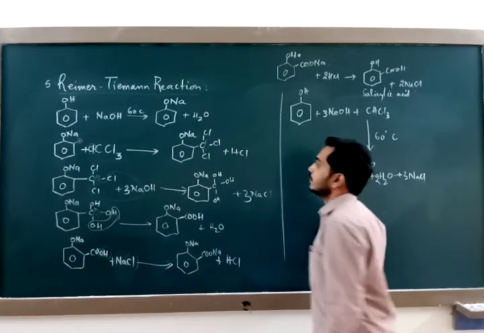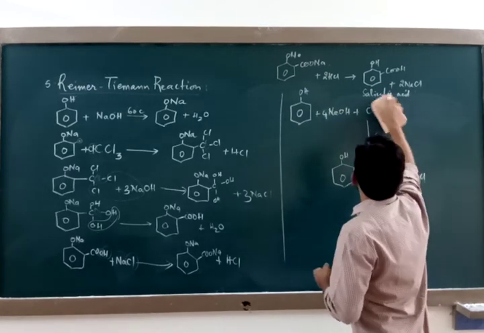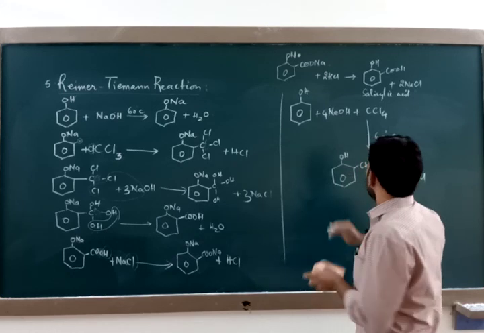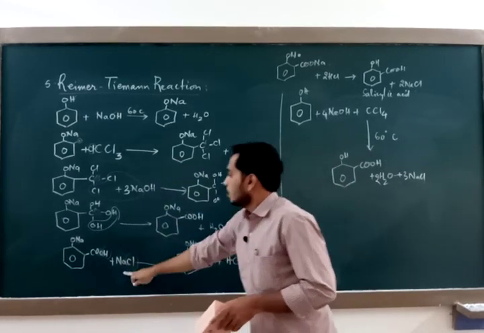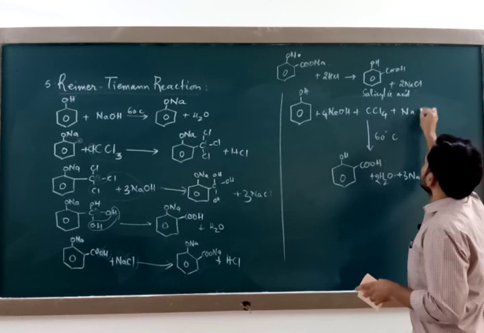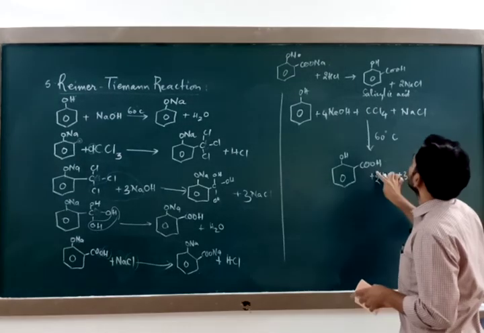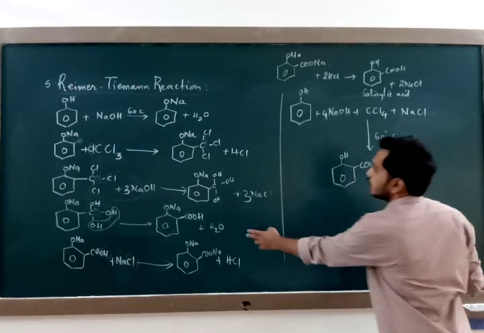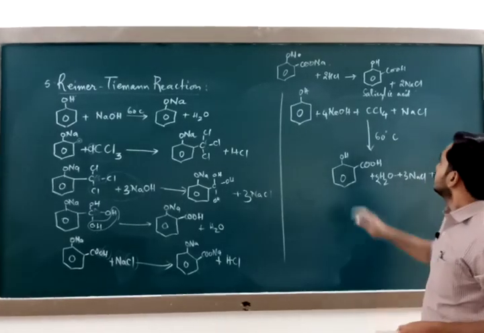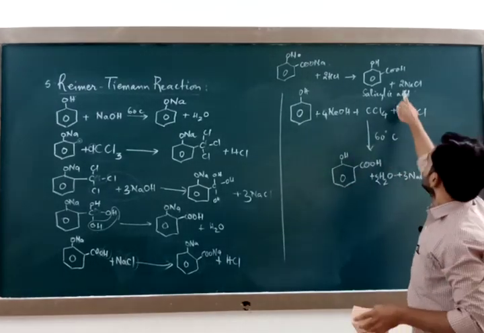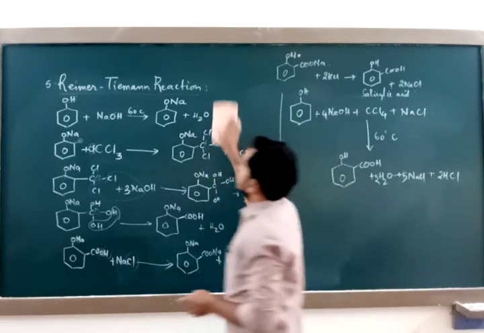Now how will you change the reaction here? 3 NaOH were there, this time 4 NaOH. Instead of chloroform, you use CCl4. The main product is salicylic acid. Now the byproduct should be 1 NaCl is also written here. Then the byproducts are once water, then twice water, 1 HCl, 2 HCl, so 2 HCl, then NaCl thrice, plus twice, 5 NaCl. Okay. This is the Reimer-Tiemann reaction.